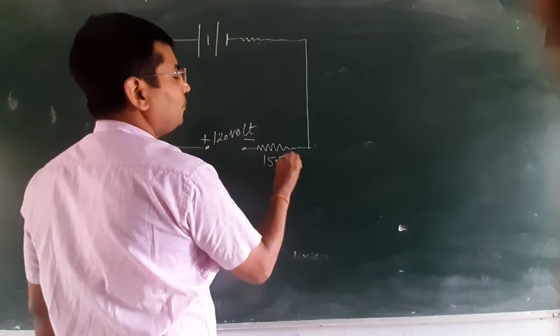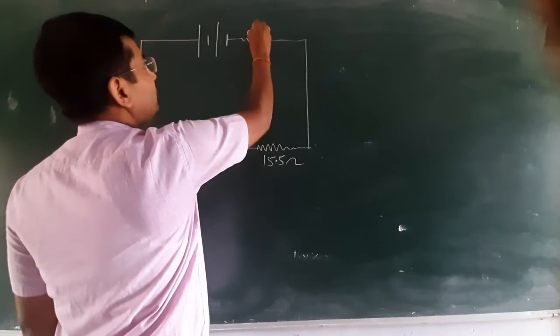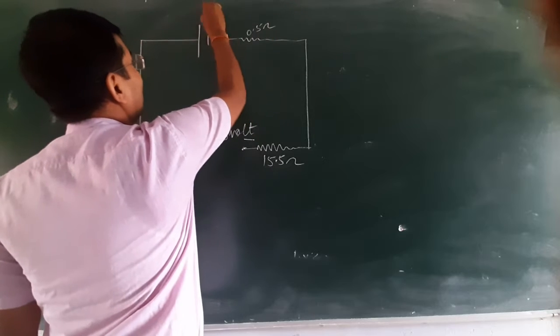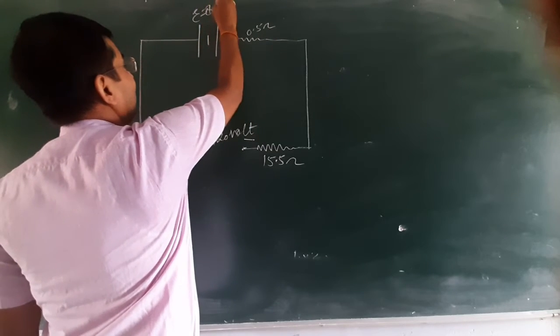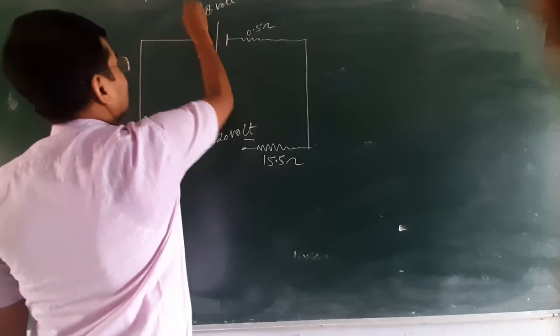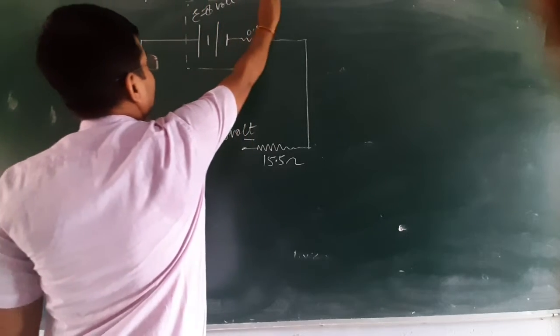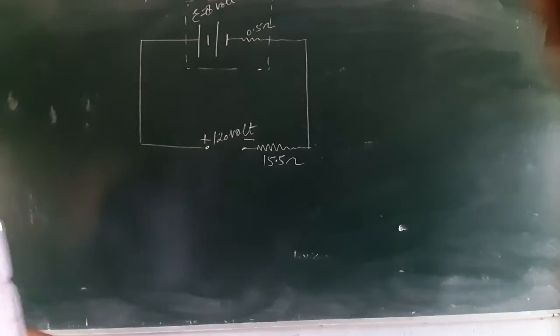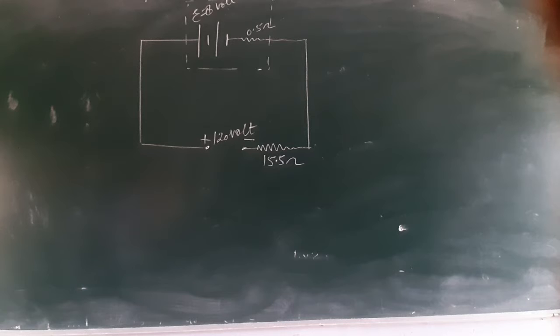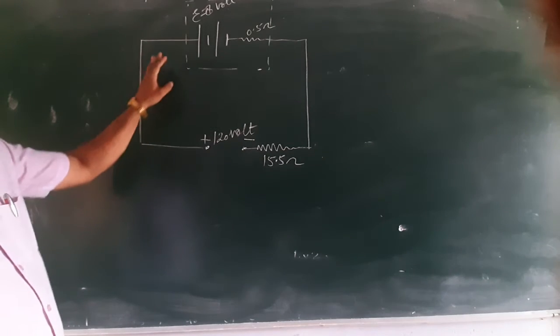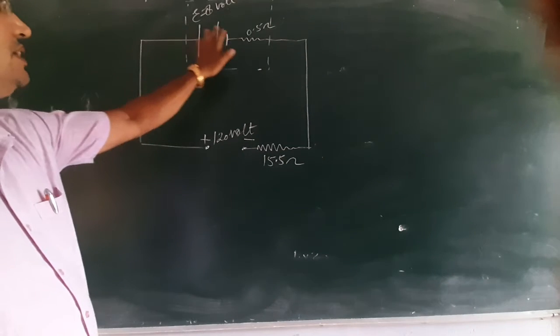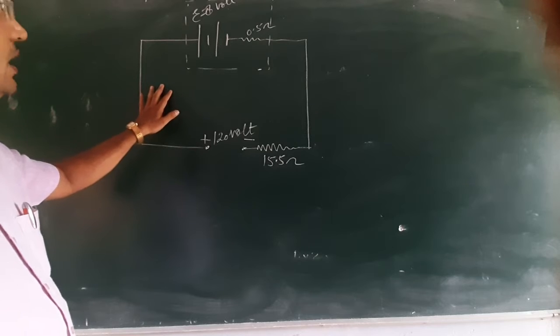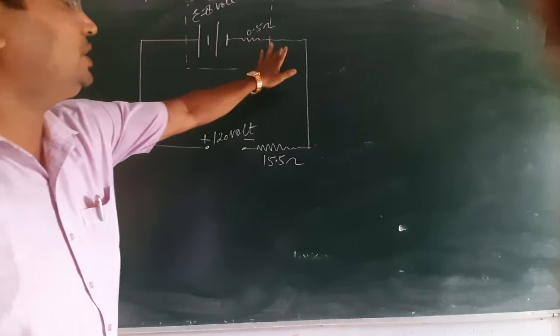This is 15.5 ohm and this is 0.5 ohm and its EMF is 8 volt. This is the storage battery. Now what we have to do? We have to find the charging current and the terminal potential difference.